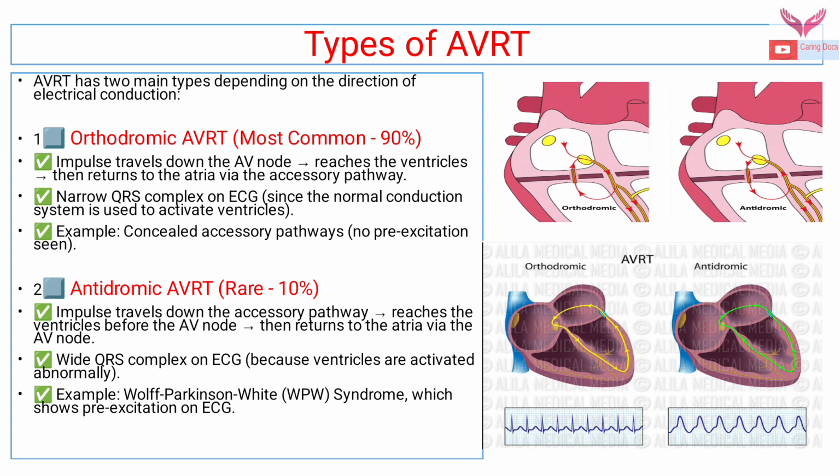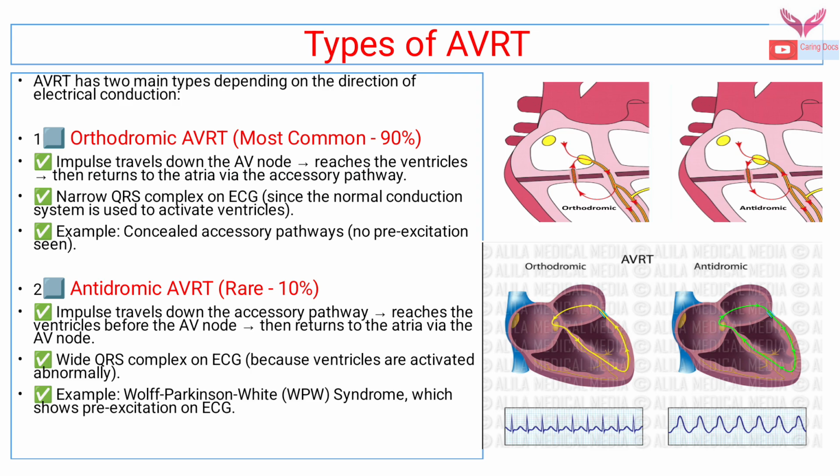AVRT can be orthodromic AVRT or antidromic AVRT. Most common is the orthodromic. Here the impulses travel down the AV node, reach the ventricle, then return to the atria by the accessory pathway. We see narrow QRS complexes on ECG since the normal conduction system is used to activate the ventricle. An example is concealed accessory pathway, where no pre-excitation is seen.